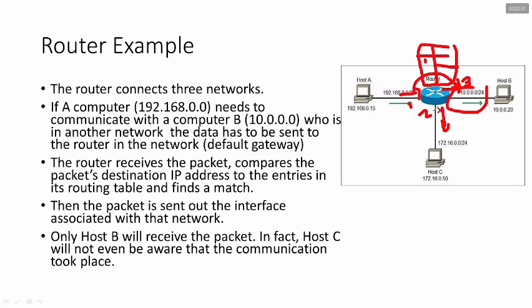So for example, let's say you have the router and you have this port 1. So port 1 is connected to one LAN, right? And then it is connected to another LAN, right? So let's say this is LAN A and LAN B.